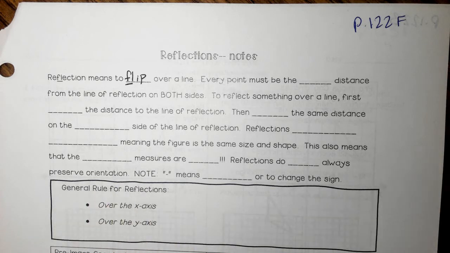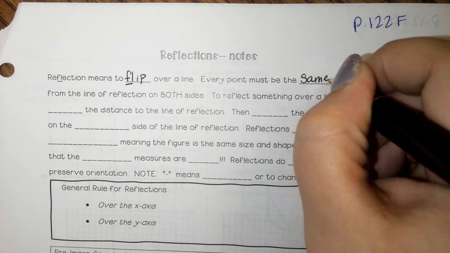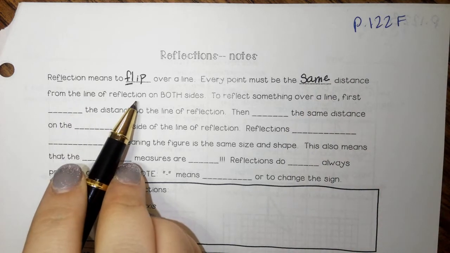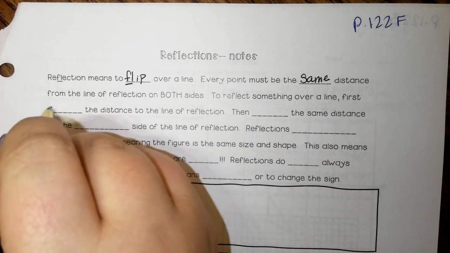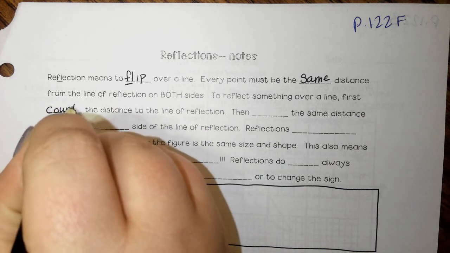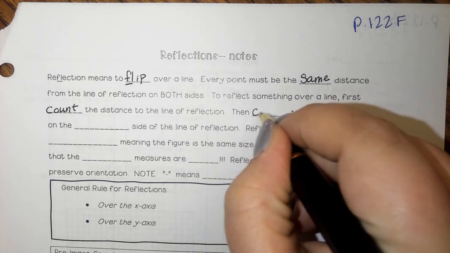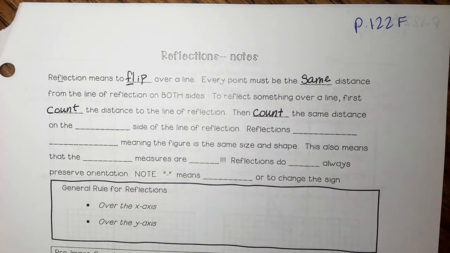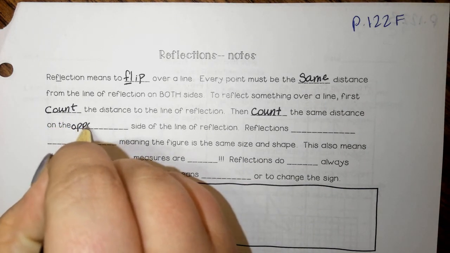In a reflection, every point must be the same distance from the line of reflection on both sides of that line. To reflect something over a line, first we're going to count the distance to the line of reflection. Then we keep counting, so we count again, the same distance on the opposite side of that line.